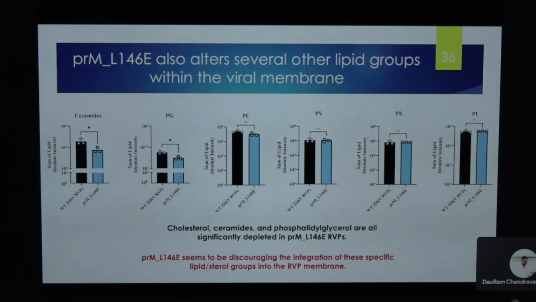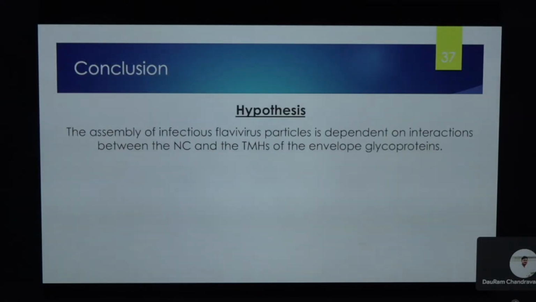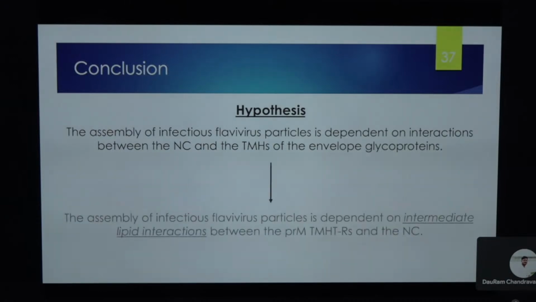And so it seems that PRM L146E is discouraging the integration of these specific lipids and steroid groups into the RBP membrane. So this brings us to our ultimate conclusion here. In my original hypothesis, I assumed that the interactions between the nucleocapsid core and the transmembrane helices of the envelope glycoproteins would be a one-to-one protein-protein interaction. However, we've been able to update this hypothesis to better understand the dynamics at play, and that the assembly of infectious SVP particles is actually dependent on intermediate lipid interactions between the PRM transmembrane helical charge residues and the nucleocapsid core.